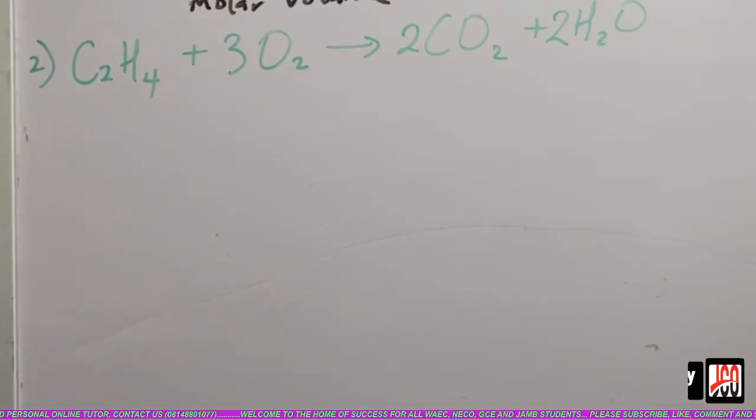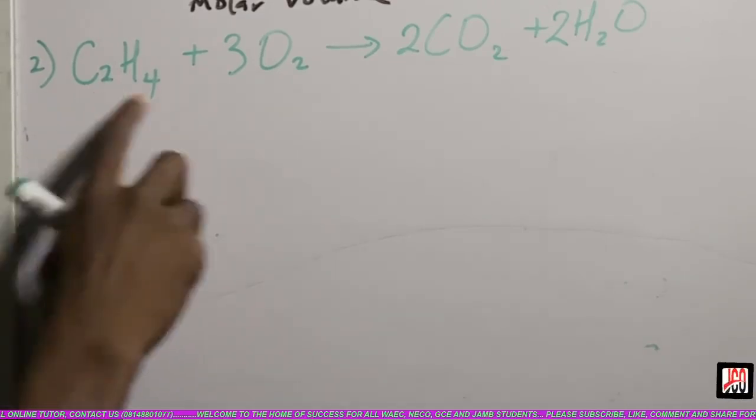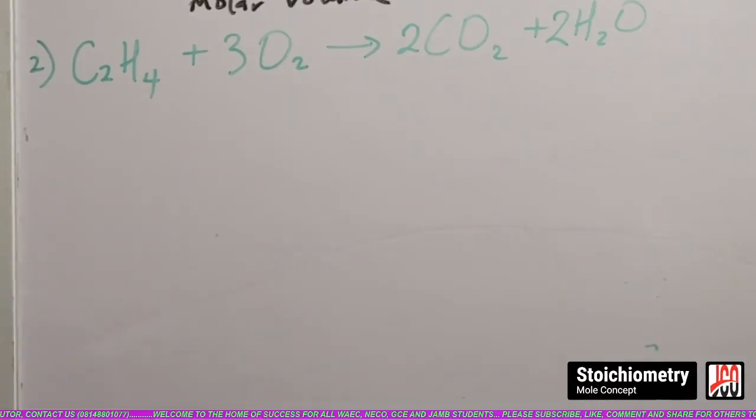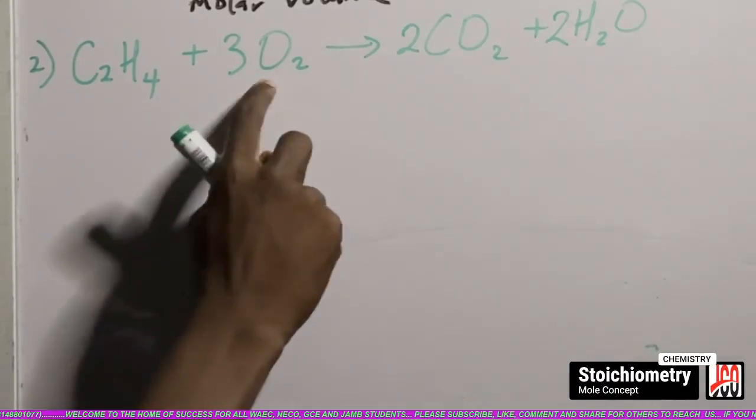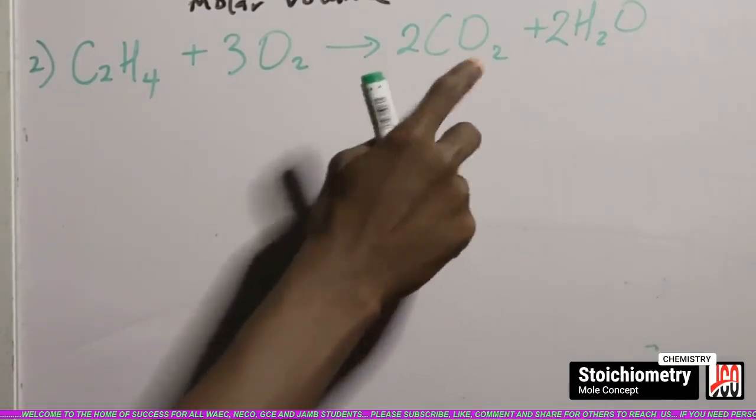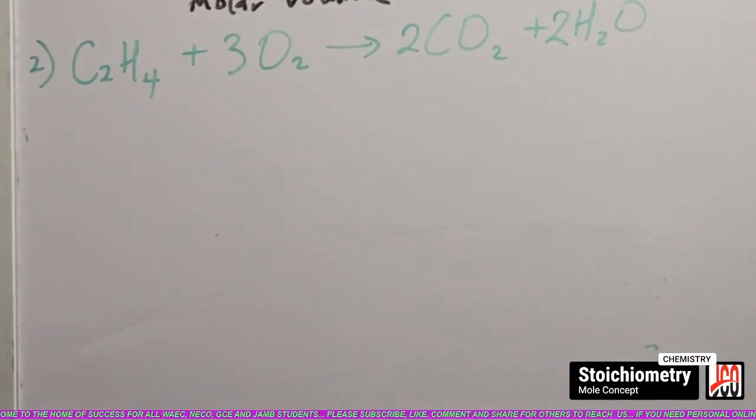Carbon here is 2. Carbon here is 2. This is 2 carbon. Hydrogen here is 4. This is 4 hydrogen. Oxygen here is 6. This is 2 times 2, 4, and 2 oxygen is 6. So consider the equation. That's what they told us to do.